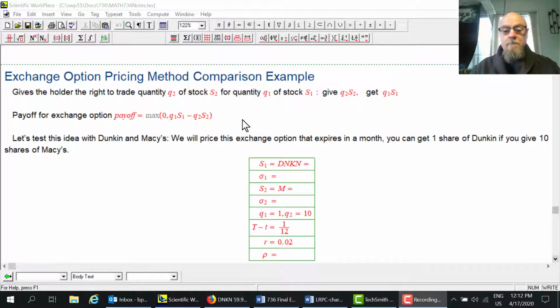That's the theory. So with the price that Dunkin' and Macy's are at right now, a fair exchange would be you get 1 share of Dunkin' if you give 10 shares of Macy's. So you would only exercise this if your 1 Dunkin' share was worth more than 10 times a share of Macy's. Let's go and look for some data then. So stock 1 is going to be Dunkin'.